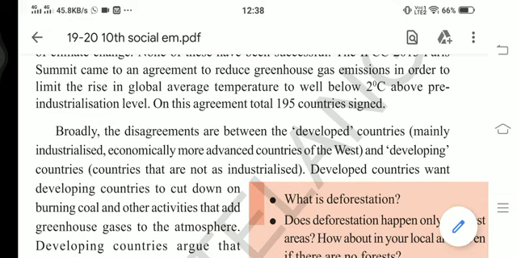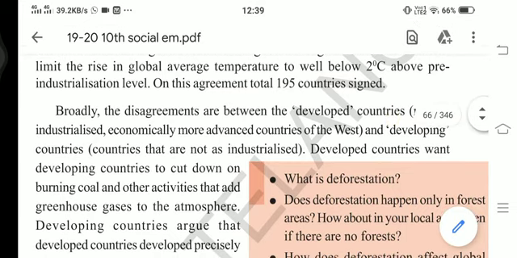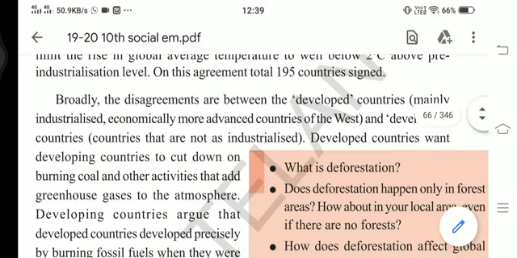So developed countries want developing countries to stop burning coal and fossil fuels, right? But burning fossil fuels is very important for development, because this is the way through which developed countries came to their developed stage. Today, developed countries are arguing that the burning of fossil fuels should be reduced.